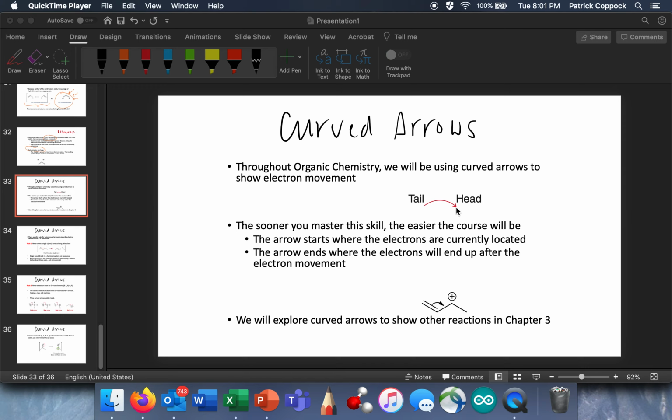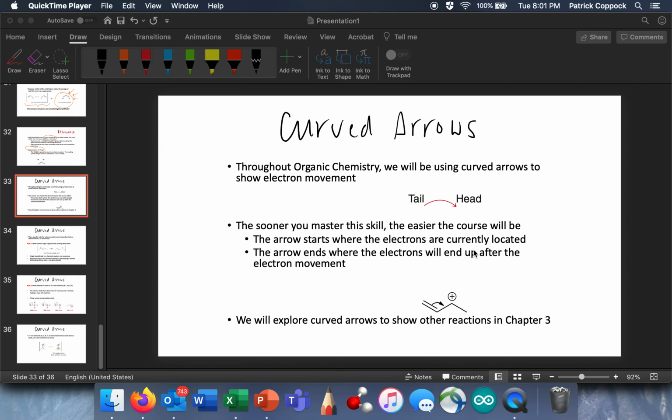And it's a curved arrow, and it's got a head and a tail, and the head is where the electrons are, and the tail is what is being attacked. Okay, so I borrowed the slide from our publisher, and the author of the slide says exactly what I would say. The sooner you master the skill, the easier the course is going to be.